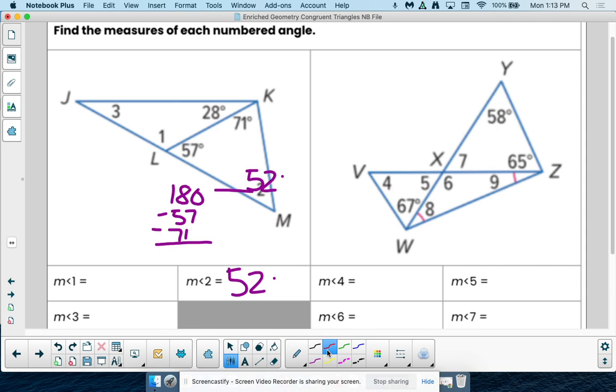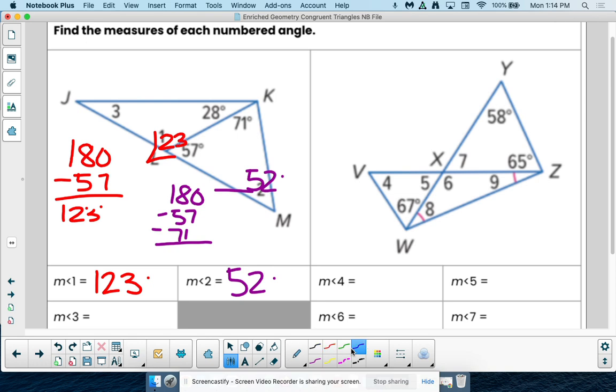Okay, now what do you want to find? Angle 1. How are you going to find angle 1? Right. Linear pair. You'll have a lot of linear pairs today. Tell me what you get. 123. Yes. And then angle 3 now is pretty easy. Subtract both of those from 180. Tell me what you get. 29?